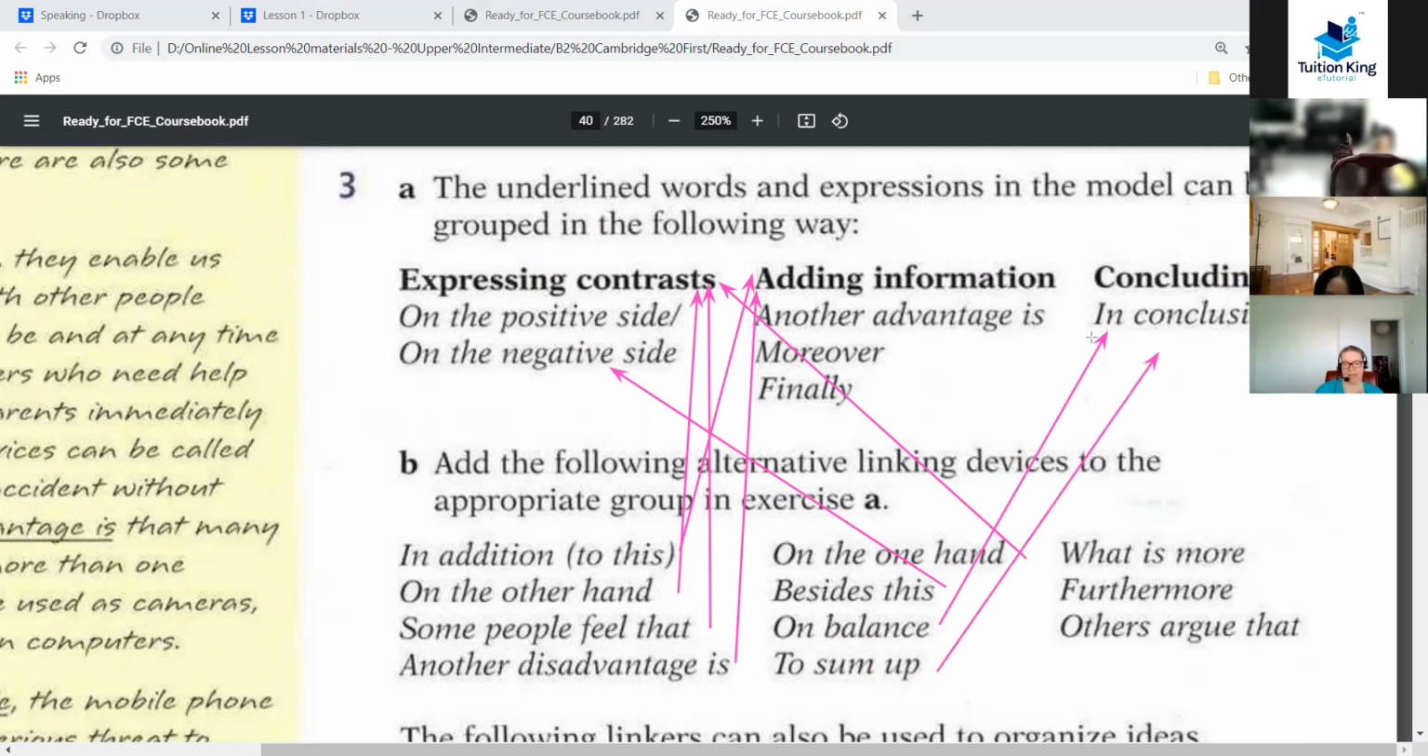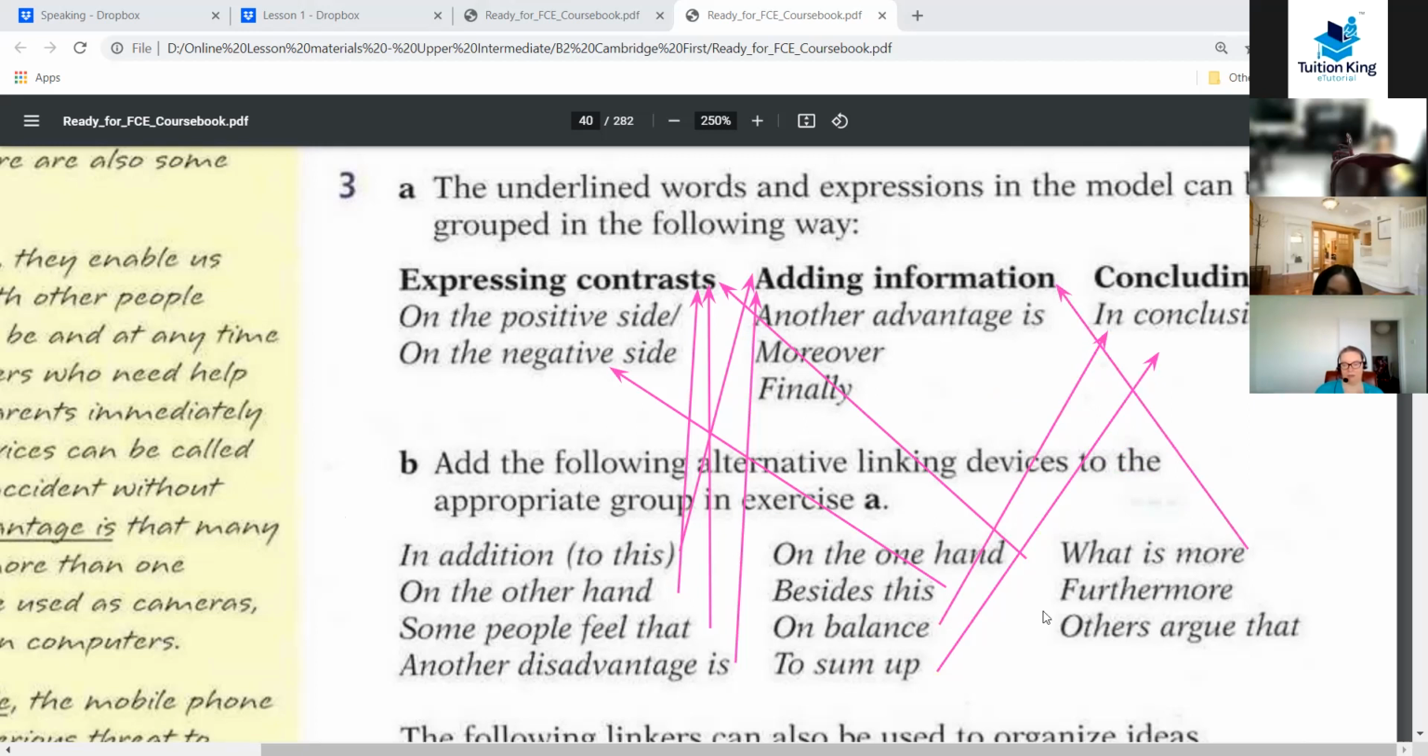And then how about this linker? What is more? Does it express contrast? Does it add information or does it conclude? Any ideas? Adding information. It adds information. Very good. Well done.